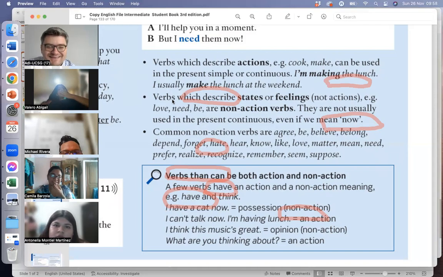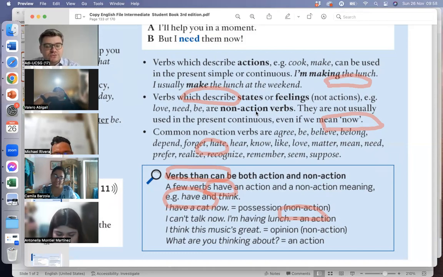Okay. Yes. Sorry, one more time. This is more of an exception from the rule: these are non-action verbs, something that is not happening. Love is the state or the feeling, correct? Need is also a state or a feeling. Be, depend, forget, hate. These are all states or feelings. These are not action verbs like run, cook, eat, listen, and so on. All of these, like cook, eat, run, the action is happening.